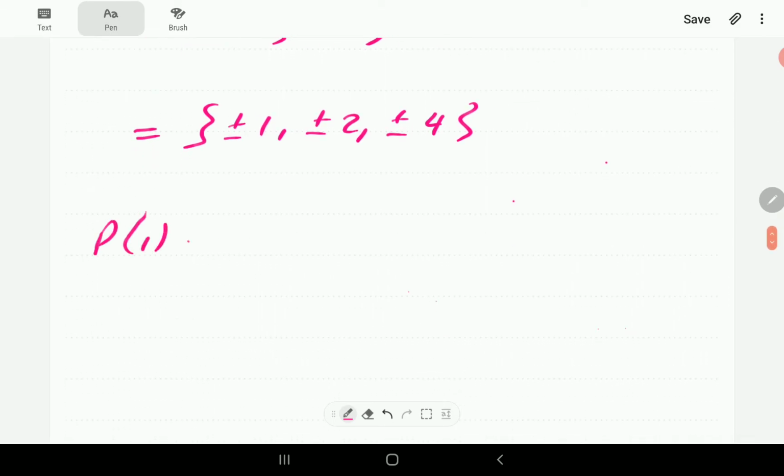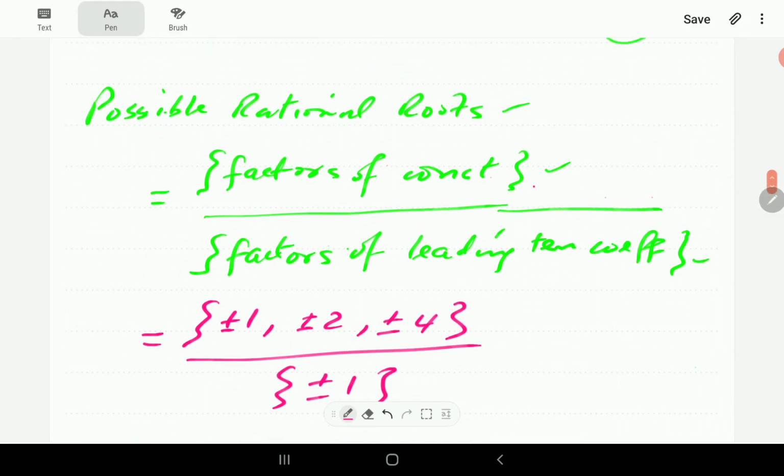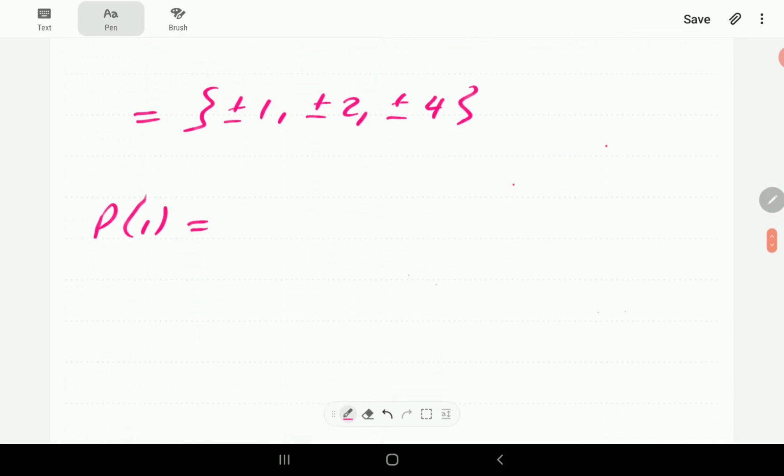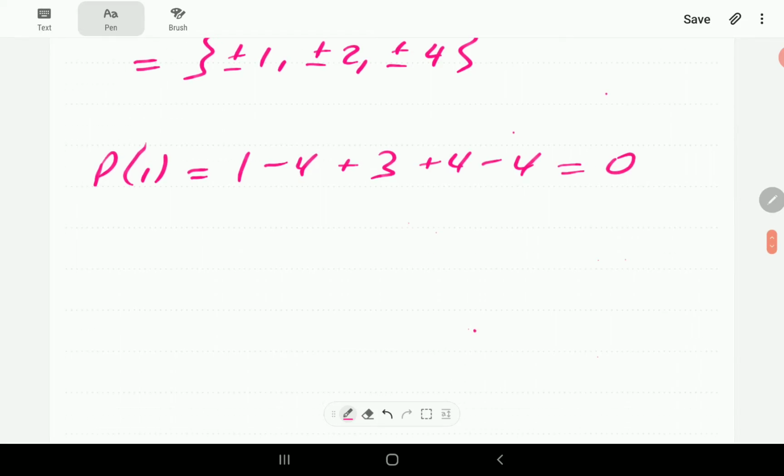So for instance, if you try p of 1, p of 1 is just going to be the sum of the coefficients here. So 1 minus 4 plus 3 plus 4 minus 4. Look at the plus numbers here: 1 plus 3 is 4, plus 4 is 8. The minus numbers, minus 4 and minus 4, make minus 8. So this is giving us 0.